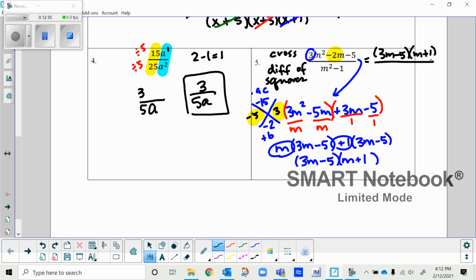And then on the bottom, the difference of two squares, you square root both terms. That gives you m and 1. And you make a minus version and a plus version. And now that we're completely factored, we look to see what's the same on top and bottom. And that's m plus 1. So I'm going to remove those. And that leaves me 3m minus 5 over m minus 1.